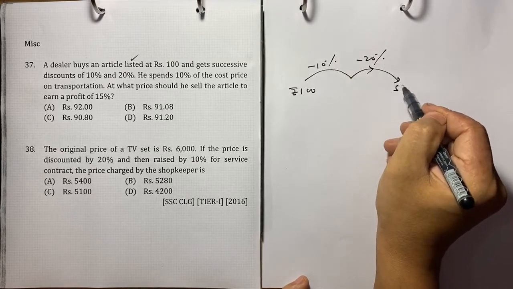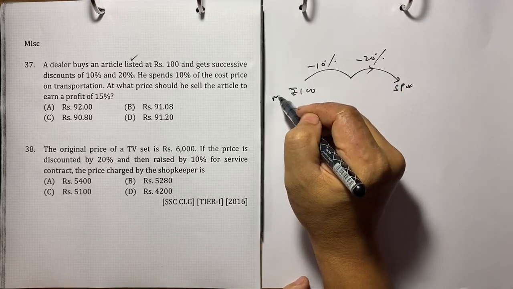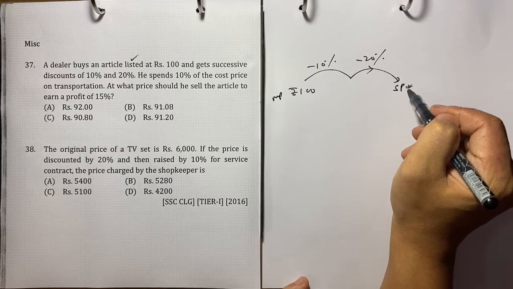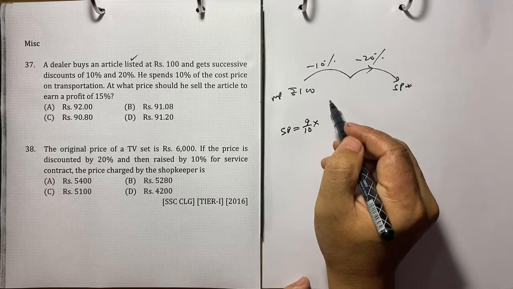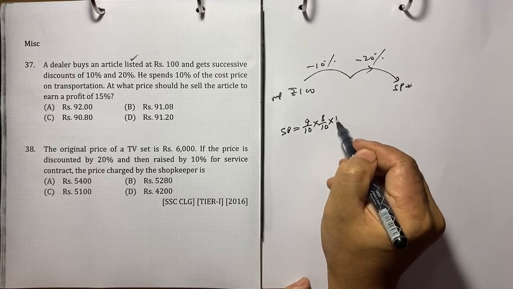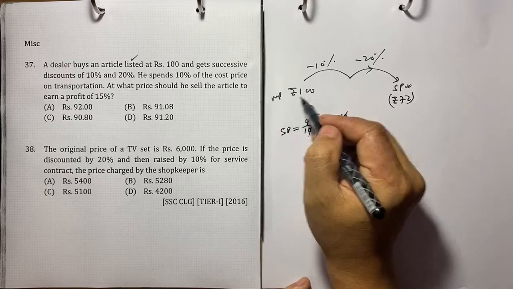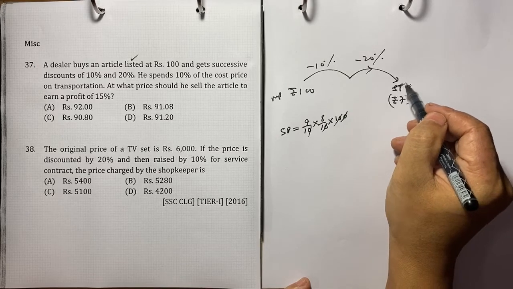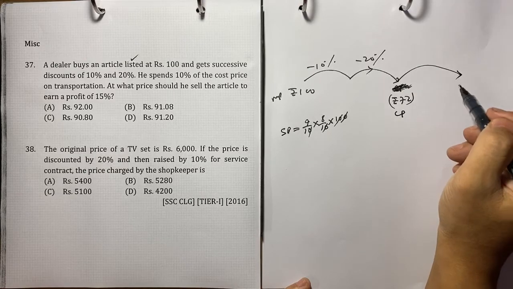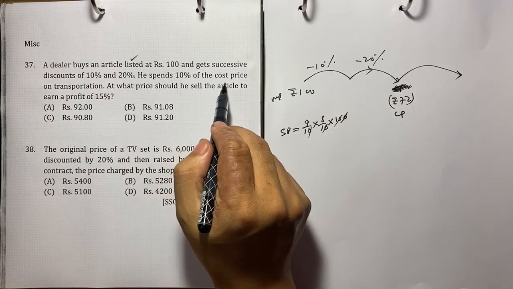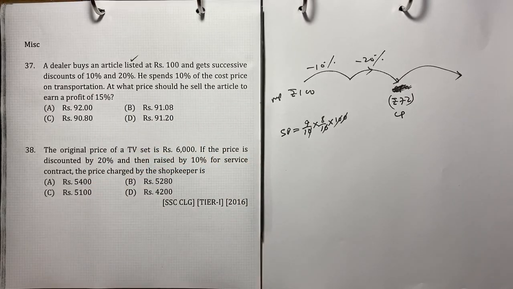Now what is the selling price? The seller's price, with the mark price 100, will be 90 by 100 into 8 by 10 into 100. Cancelling, we get 72. So the seller's price is 72. This is the dealer's cost price. The question says the dealer spends 10% of the cost on transportation, and at what price would he sell the article to earn a profit of 15%?